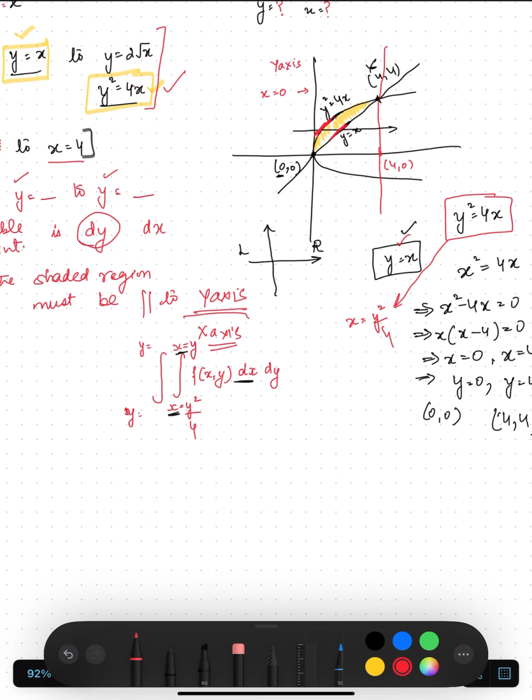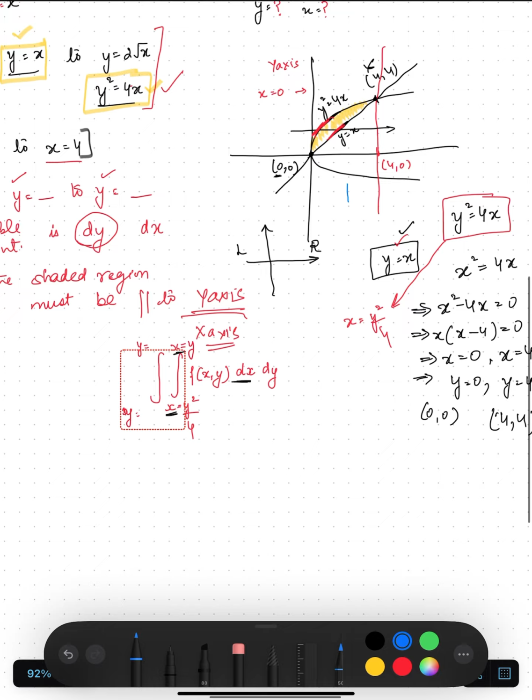For the outer limit, we have to remember two things. Number one, it is always a constant limit, going from constant to constant. And in the outer limit, we always traverse from corner to corner. Since the outer limit is from y to y, I will be entering the shaded region parallel to the y-axis, and my direction is from bottom to up. Two corners are there, this corner and this corner, and at these two corners the y values are y equal to 0 and y equal to 4. So the outer limit will be y equal to 0 to y equal to 4.